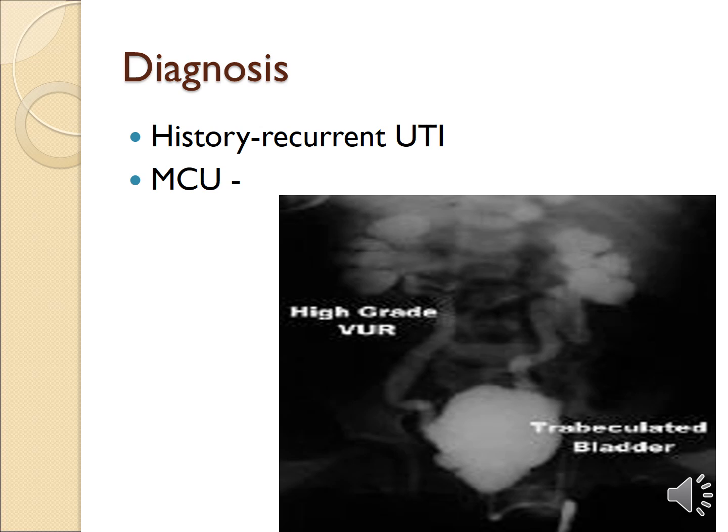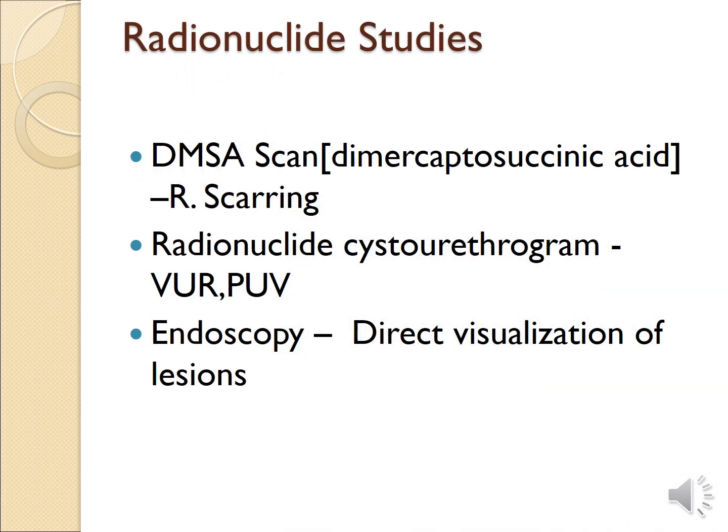And the gold standard for diagnosis is micturating cystourethrogram, which shows all the dilated urinary tract. Radionuclide studies are required once you diagnose VUR. Here the DMSA scan, dimercaptosuccinic acid scan, is done, which shows the anatomy of the kidney, and renal scarring is seen. Radionuclide cystourethrogram will show you the site of VUR and posterior urethral valve. Endoscopy can be done through which you can directly visualize the lesion.